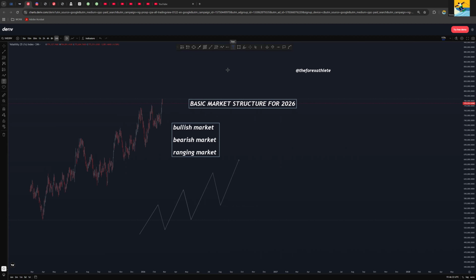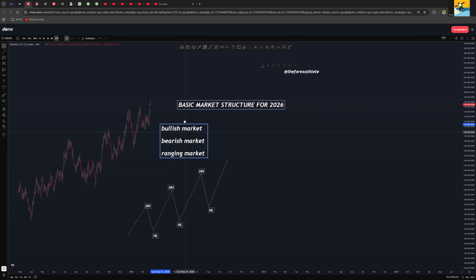So we'll go further by labeling it. We have higher highs. This is our higher low. We have higher highs. Let me just clone it for easy and fast accessibility. This is everything you need to know about the bullish market.